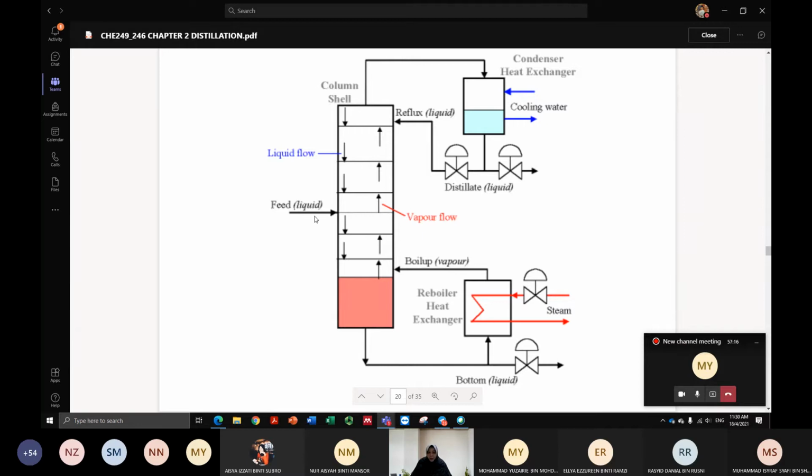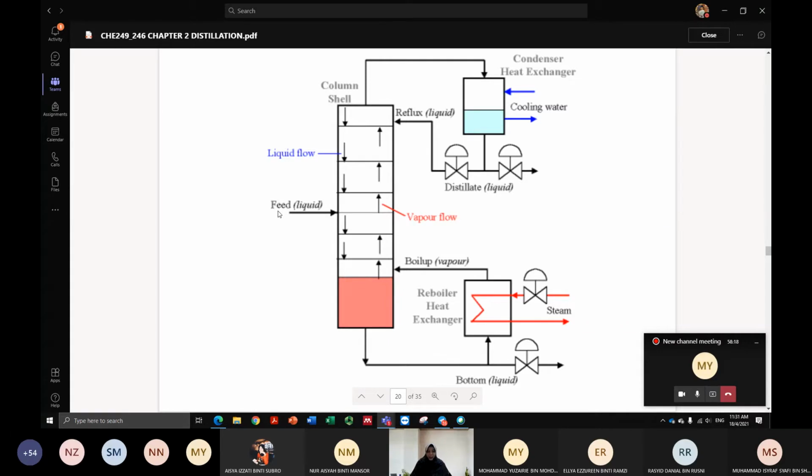The feed has different conditions, which is very important here. If you are not given the condition of the feed, you're going to have only two operating lines: the enriching operating line and the stripping operating line. That's it, close the case, and then you start the calculation. But if you are given the condition of the feed, you're going to have three operating lines, and that should include the Q operating line.